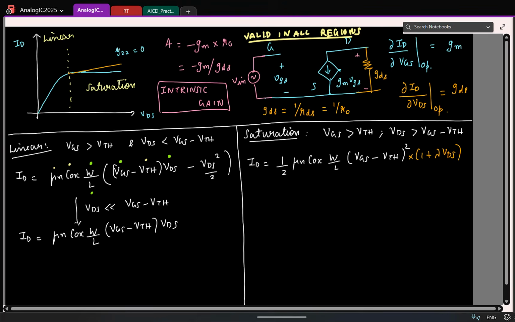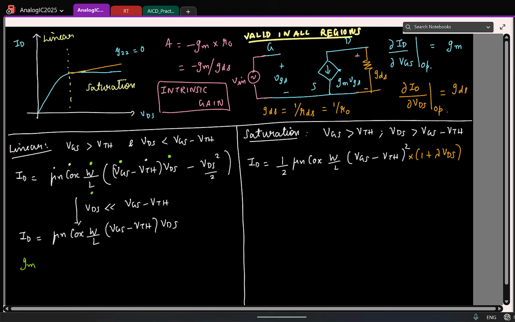Now, of course, as you pointed out, depending on the region, what will change here? The values of what? For transistors, what parameters are they? GM and GDS, right, that's all. So let's compute those values in both linear and saturation. Let's first do GM. GM is essentially the derivative of current with respect to VGS. So I take this equation and take the derivative with respect to VGS.